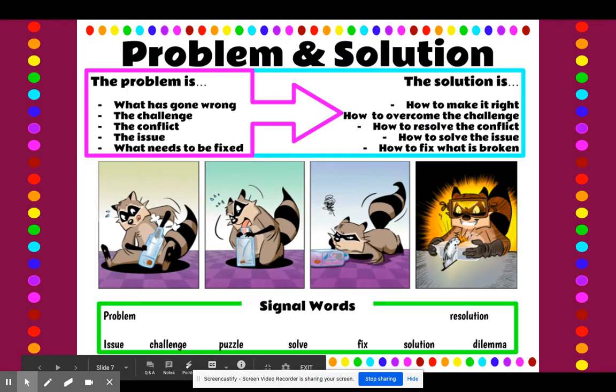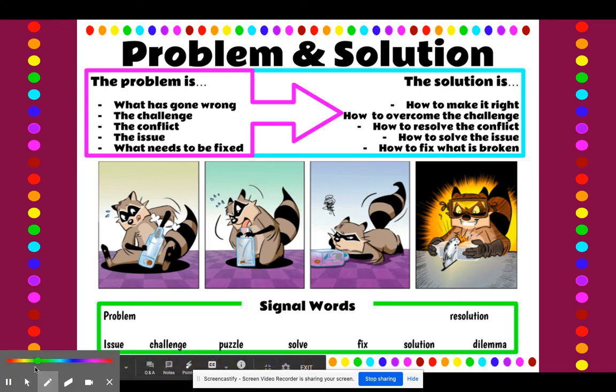Okay. The next one that we're going to talk about, or that we did talk about last week, was problem and solution. Remember, we had that fun discussion over what is this raccoon's problem? What is this raccoon's solution? And we know that a problem is what has gone wrong, the challenge, the conflict, the issue. The solution is how do I make it right? How can I overcome the challenge? How can I resolve the conflict? How do I solve the issue? And these are all words down here that can help us figure out if this is problem and solution. And then once we know, like, yeah, this is problem and solution, how do I know what the problem is? How do I know what the solution is?